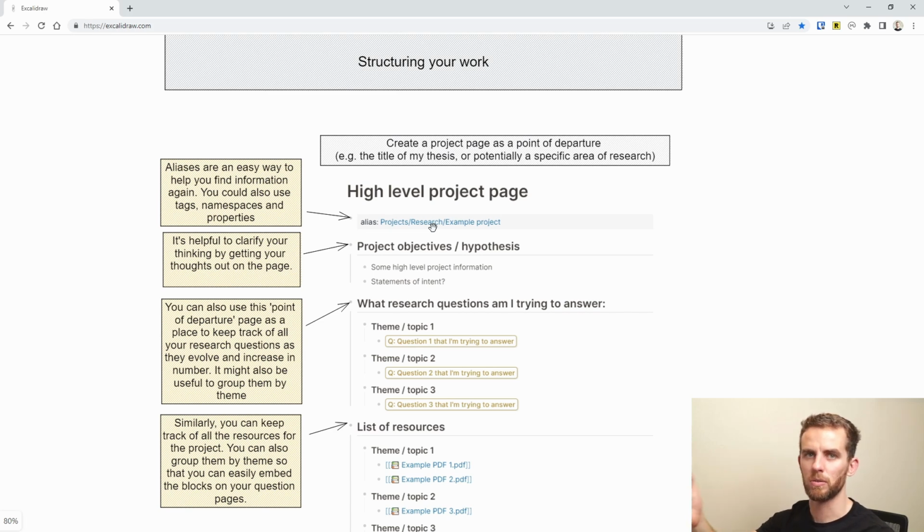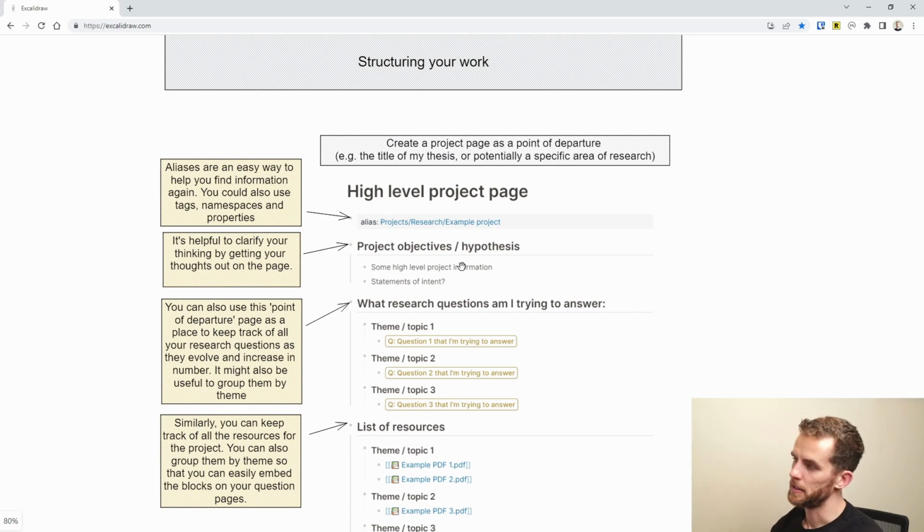Aliases are also very useful in that. So I could have made an alias research workflow to point to this current file that I'm in. Very helpful just to find information easier, because that's one of the challenges with Logseq. If you're coming in new, you don't know where to find information.